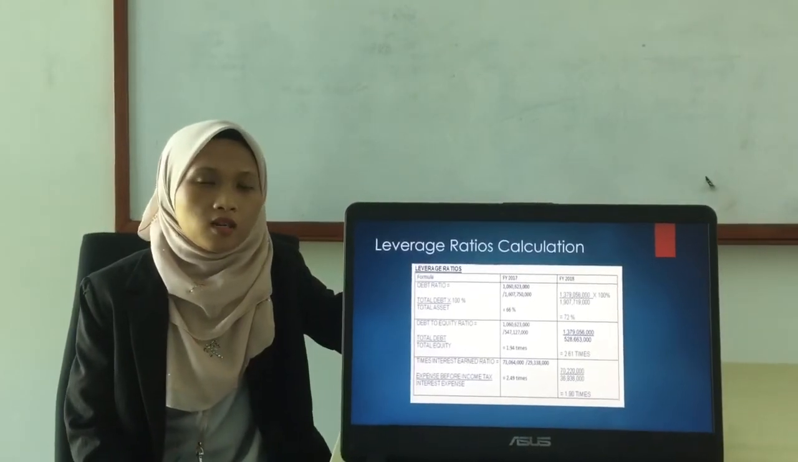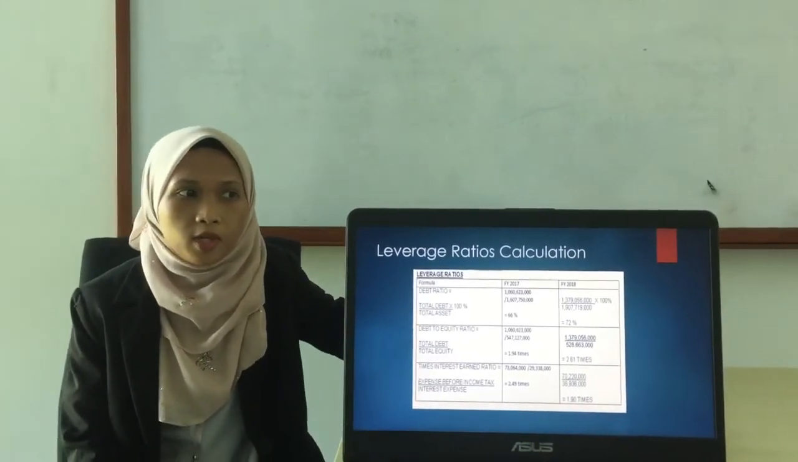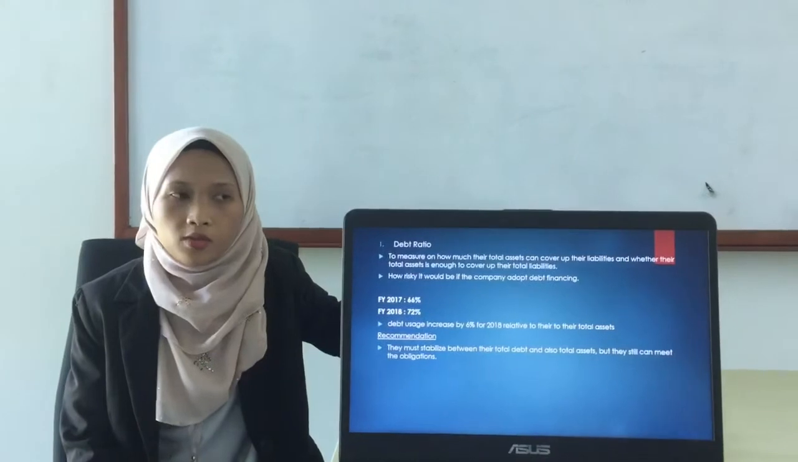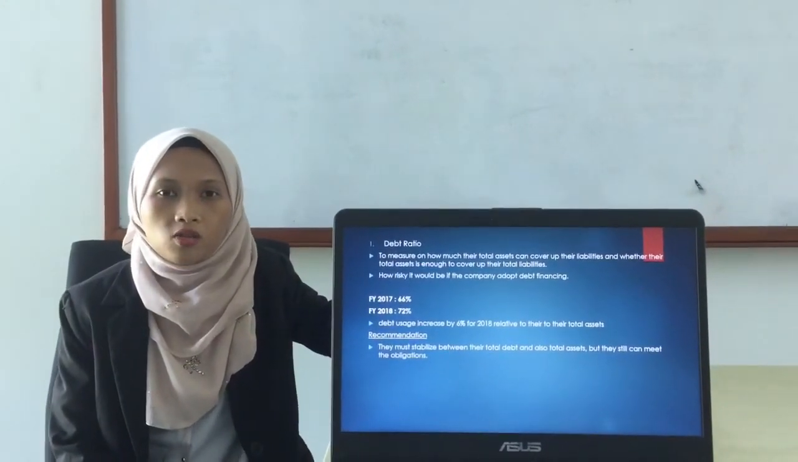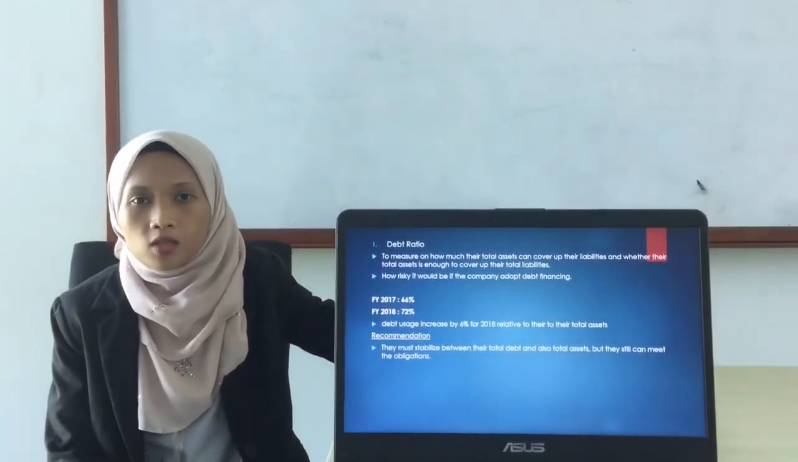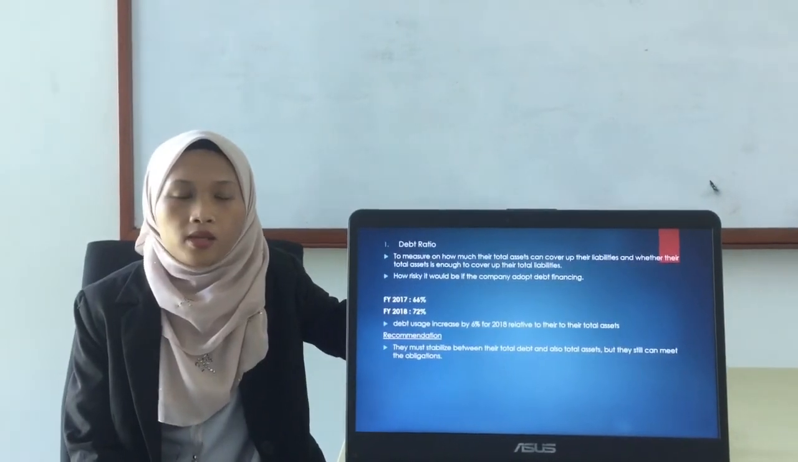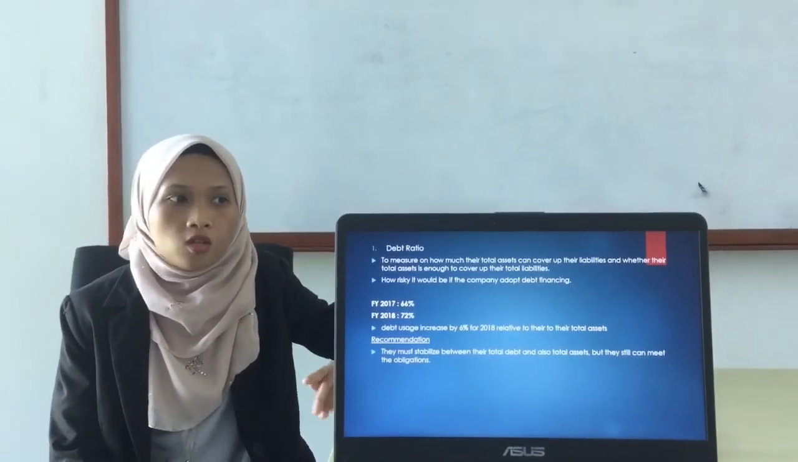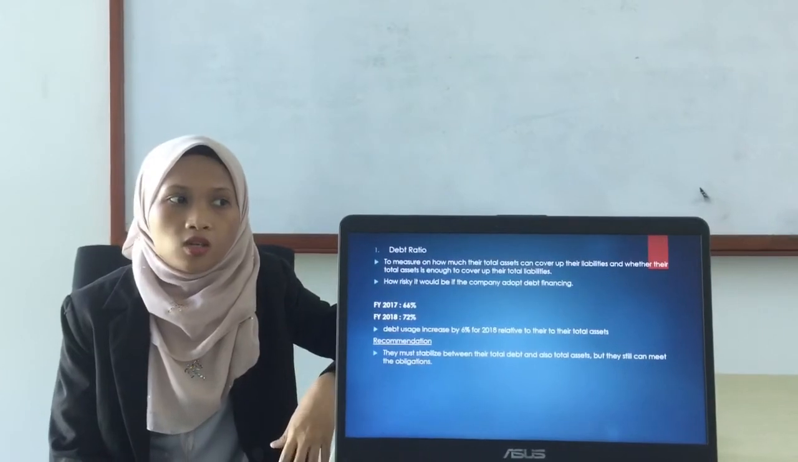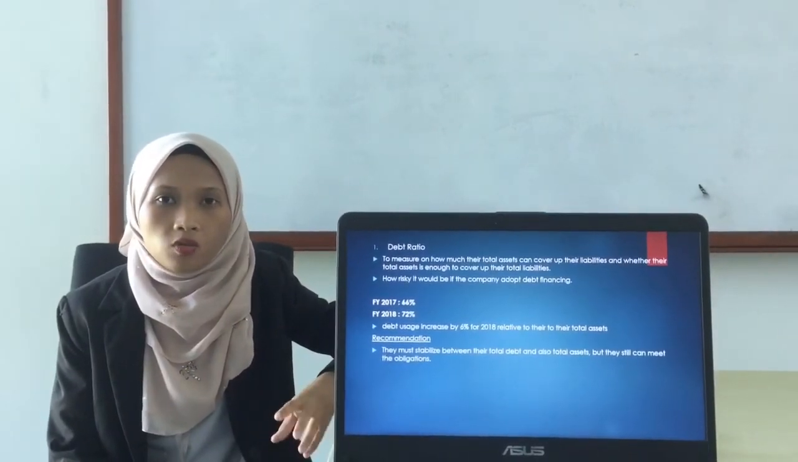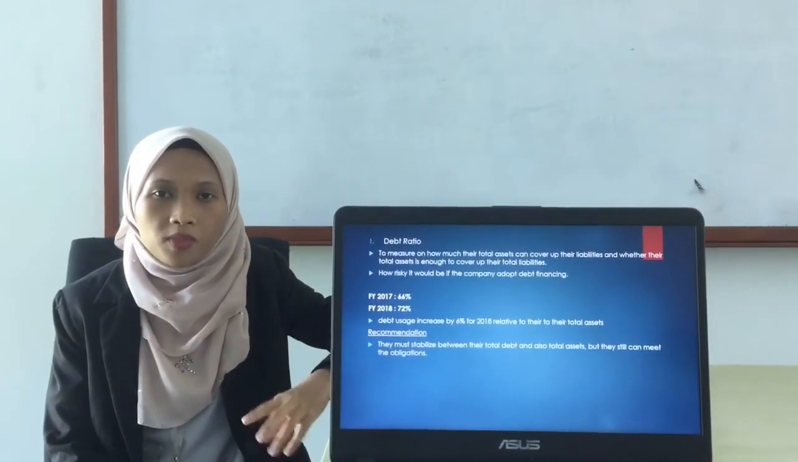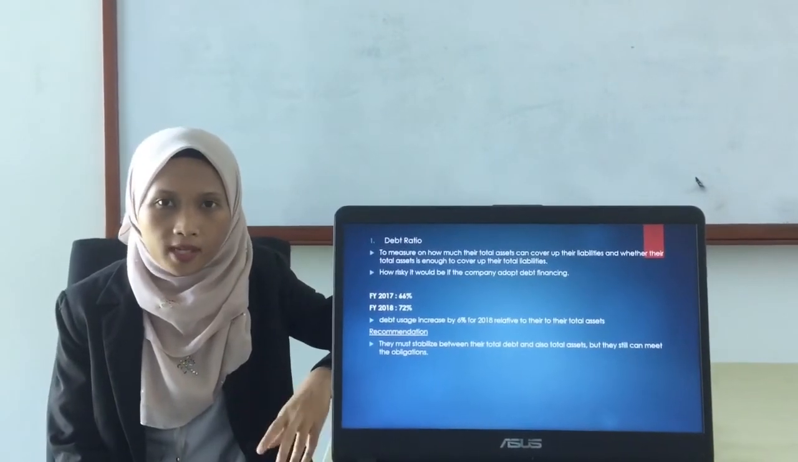Okay, the first leverage ratio is the debt ratio. The debt ratio is used to measure how much their total assets can cover their total liabilities, and whether their total assets are enough to cover their total liabilities. The debt ratio also measures how risky it will be if they continue to adopt debt financing.